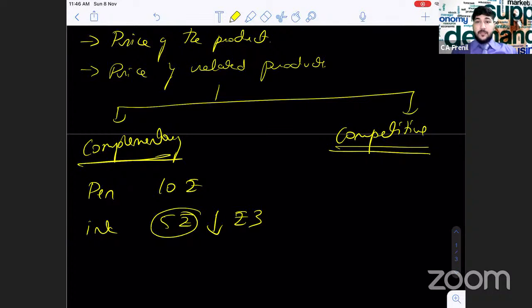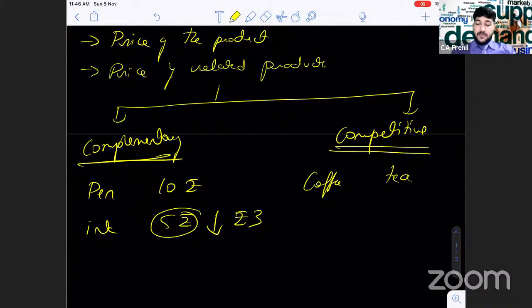Competitive goods. Now, what example are we taking? Ink pen and ball pen, or sometimes we take the example of coffee and tea. If there is no coffee, you will drink tea, correct? That is the assumption that we take. Let us take that only, coffee and tea.